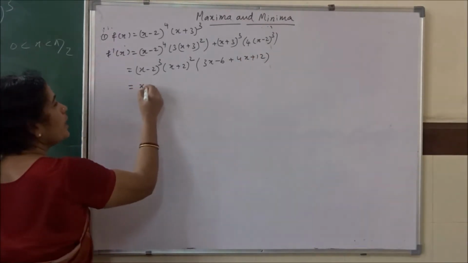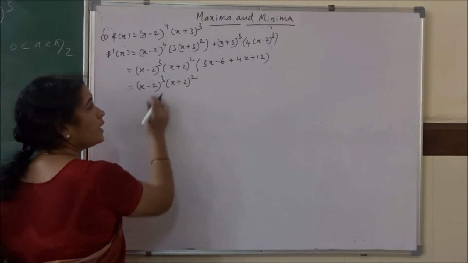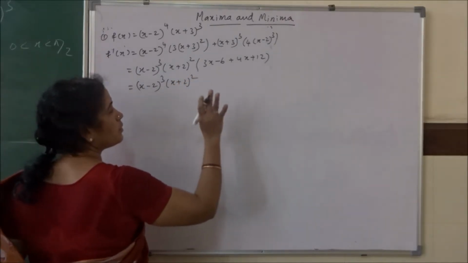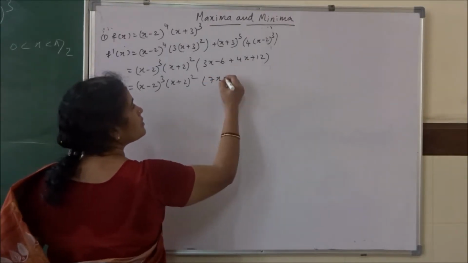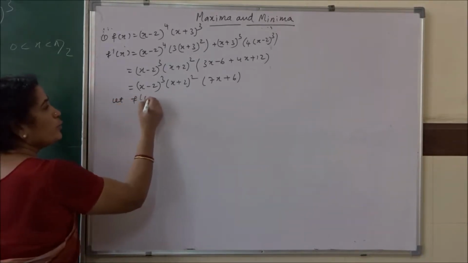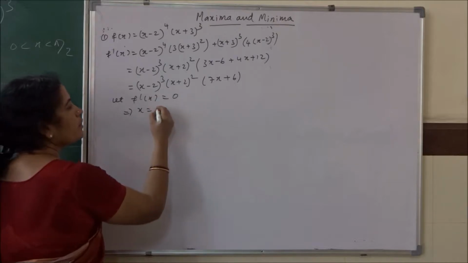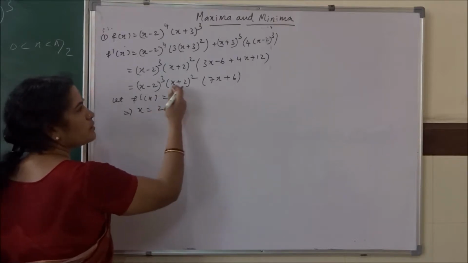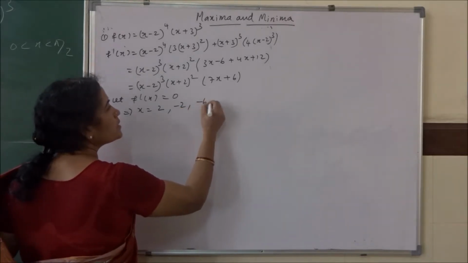Now finally, you should take care of this part. If you get a value wrong, then the entire part is wrong. So we are getting 7x plus 6. Okay, fine. Now the step I told you: let f dash of x equal 0. This implies the values of x are 2, then minus 3 from (x plus 3) whole square, then minus 6 by 7.